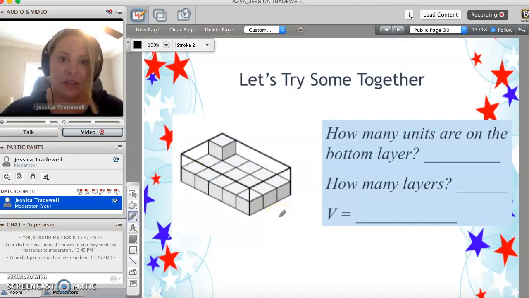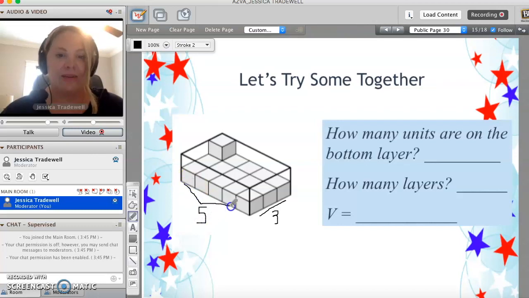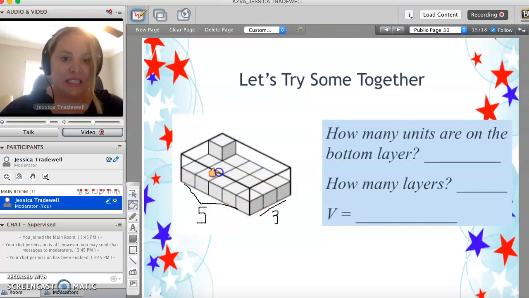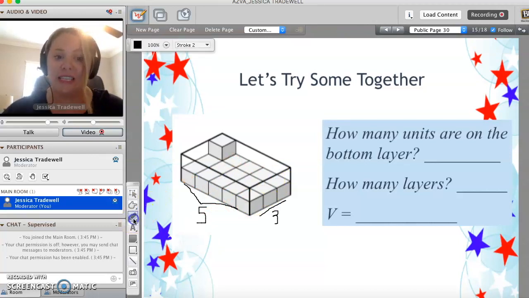So let's take a look and let's start labeling it. First, we have 3 units right here. Let's go ahead and count. 1, 2, 3, 4, 5. We have 5 units right here. And some of you have already figured out that you can just multiply or skip count. 3 times 5 is 15, or you can go 5, 10, 15. So we know that there's 15 units on the bottom layer.